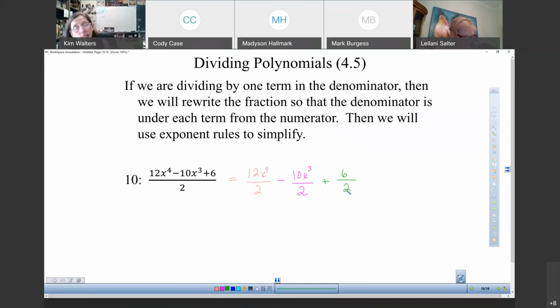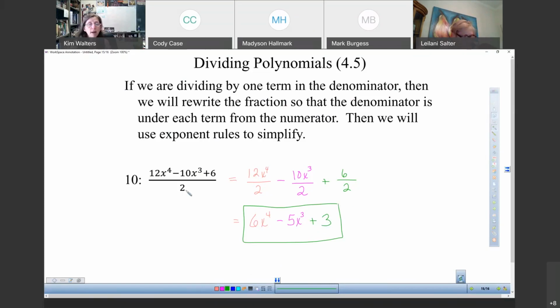Like I said, there's so many different things we can do, but we're just going to divide by this one single term. It may have multiple pieces, but it's just going to be one term in the denominator. So now we're going to simplify this. This is going to give me 12 divided by 2 is going to be 6, and I still have that x to the 4th because there's nothing else to do with that. So I just have a number. My variables are not going to change. Minus 10 divided by 2 is 5, and I keep my x to the 3rd. And then finally, 6 divided by 2 is plus 3. And that's going to be my final answer.